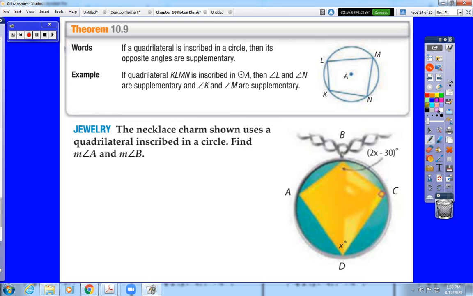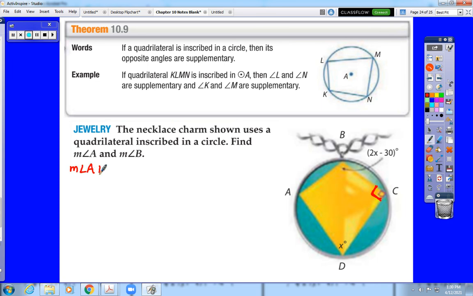So, let's look at this word problem down here. And one thing I do want you to see, and it's very hard to see even up here, angle C has a boxy. So make that more obvious, please. The necklace charm shown uses a quadrilateral inscribed in a circle. Find the measure of angle A and the measure of angle B. This is 2 separate problems.